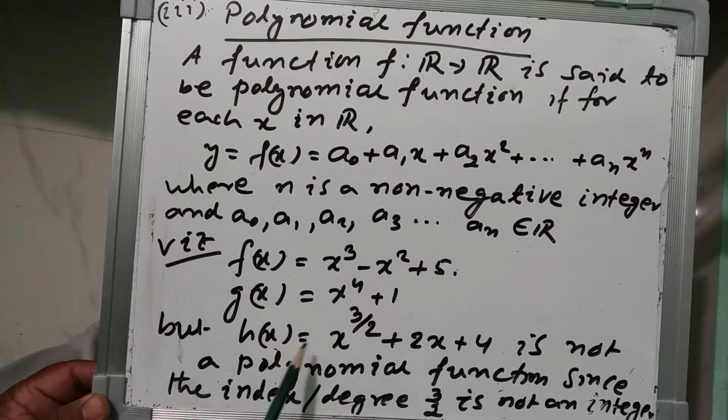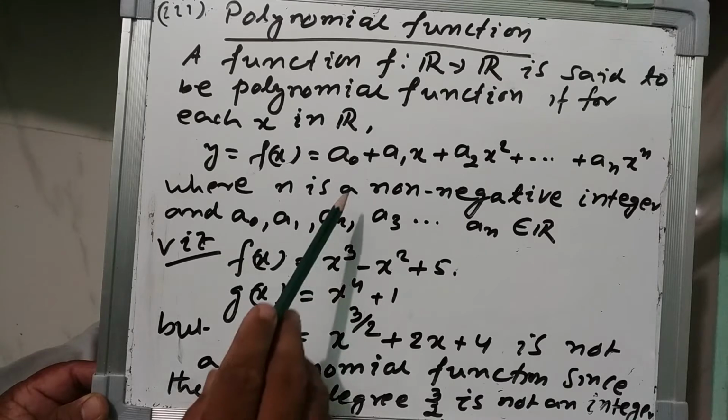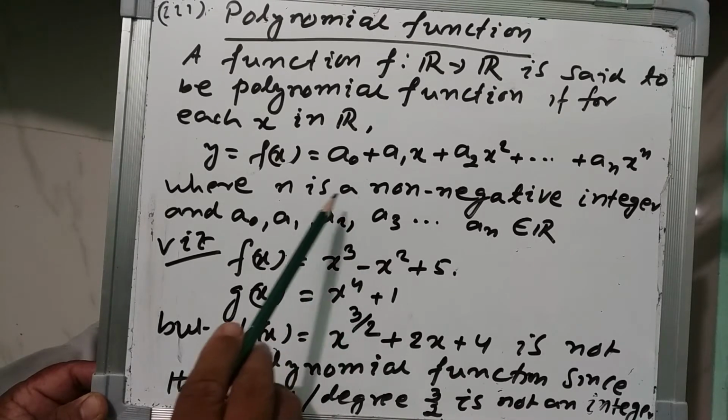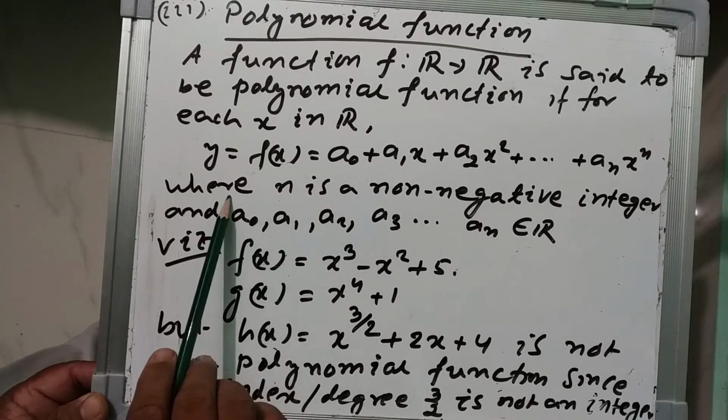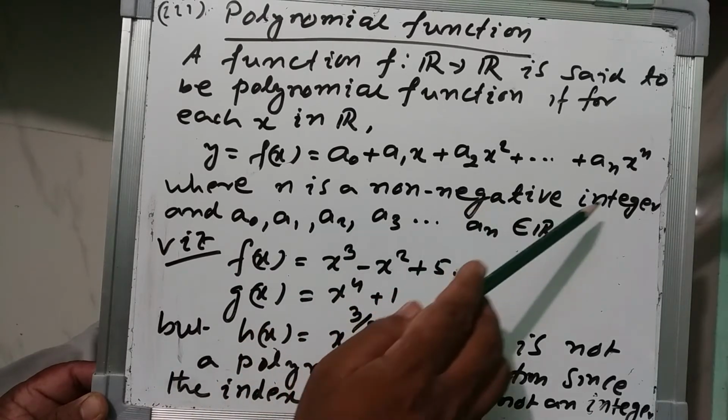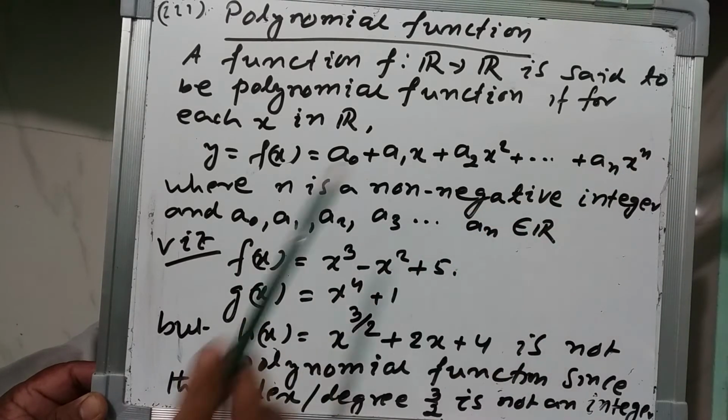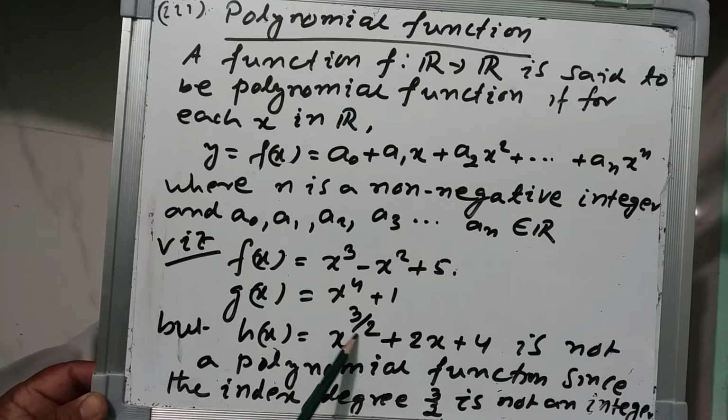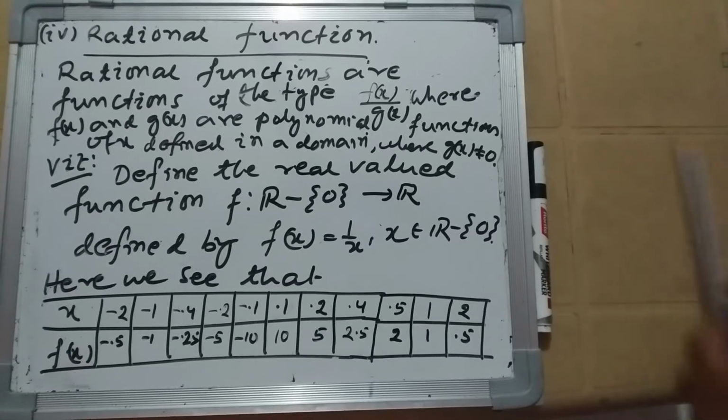But h of x equal to x to the power 3 by 2 plus 2x plus 4 is not a polynomial function, since the index or degree 3 by 2 is not an integer, because here we said n is a non-negative integer. Here n is 3 by 2. So 3 by 2 is not an integer, it is a fractional number. So h of x is not a polynomial function.